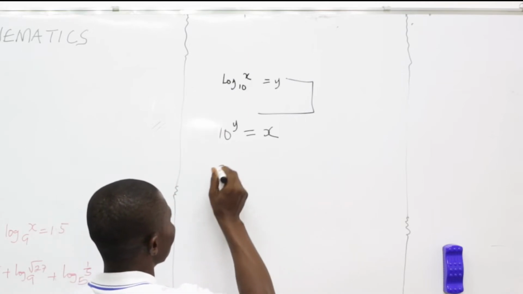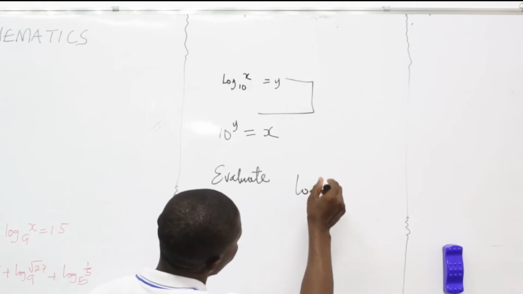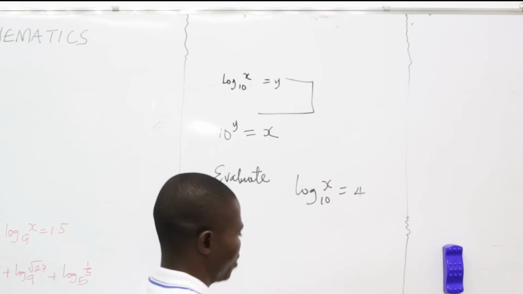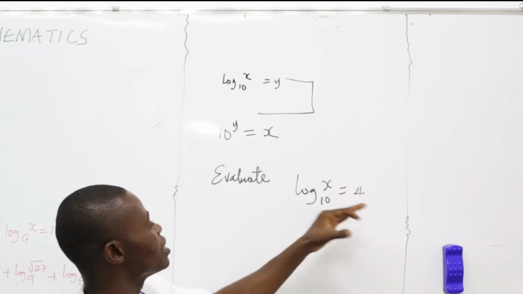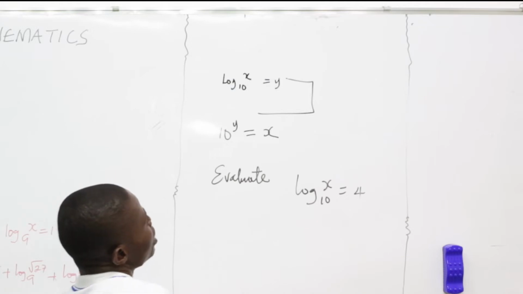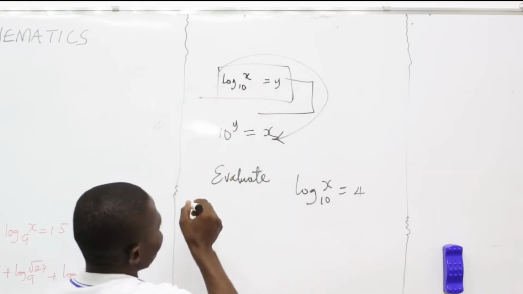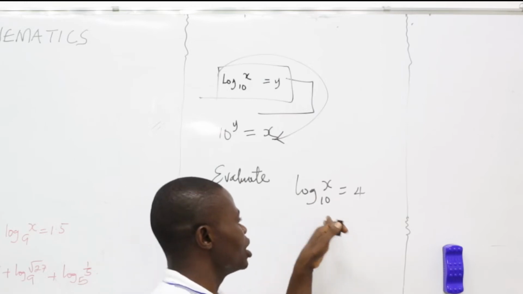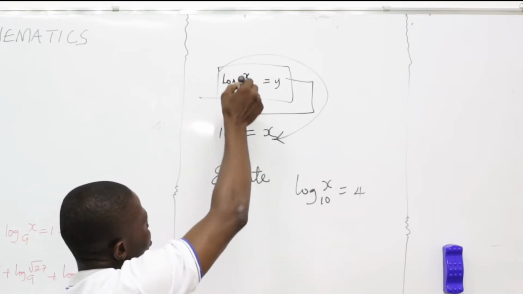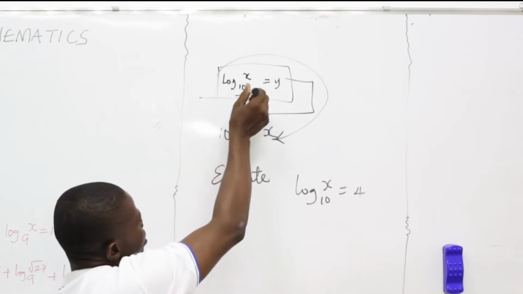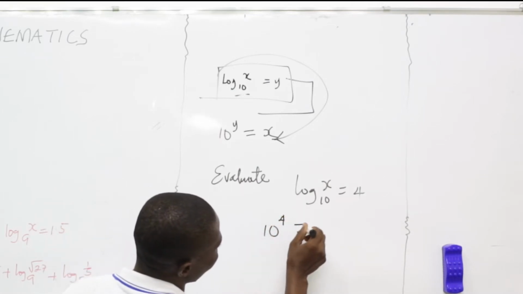Part one, evaluate. We want to evaluate log x base 10 equals 4. You don't need to worry yourself about this. All you need to recall immediately is the law guiding what you are doing. So what do you do from the relationship between logarithm and indices? When you have a log of this form, to get the value of x here simply means the logarithm must disappear to become an exponent. Just like what happened here, log x base 10 equals y, meaning the base will raise the one at the right hand side to give us 10 power 4 equals x.